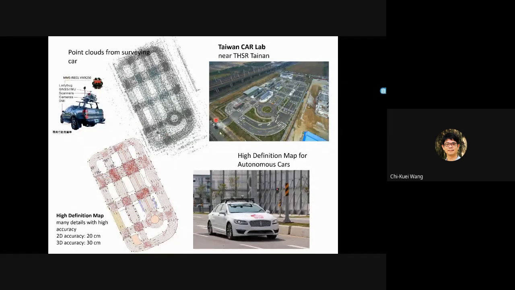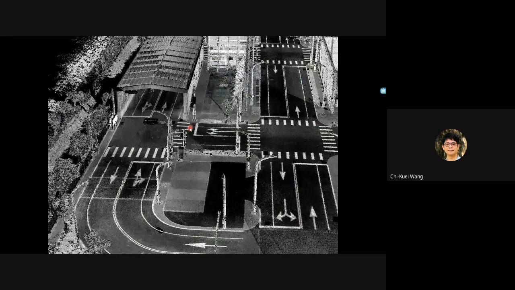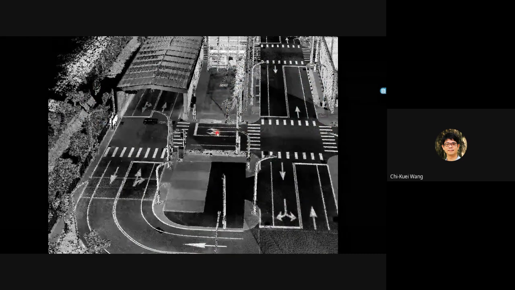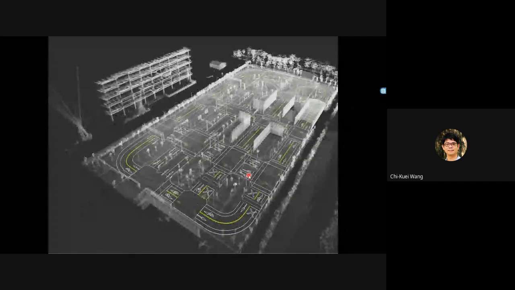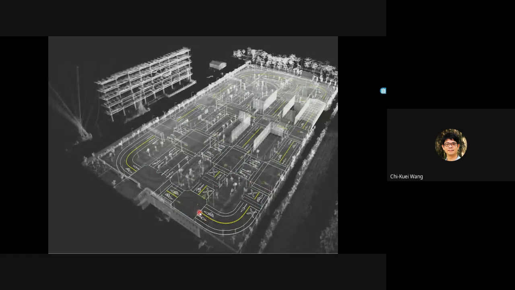So this is the point cloud of that in a sparse version. The dense version is like that. So this is the dense version of the point clouds. What you can see is black and white because it's just a single wavelength laser. And with the intensity, you see all the markings and all the light poles. And so is this. With all these measured in 3D, we can easily digitize all the lines, all the markings, everything.